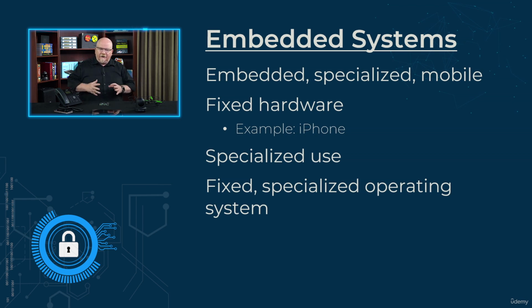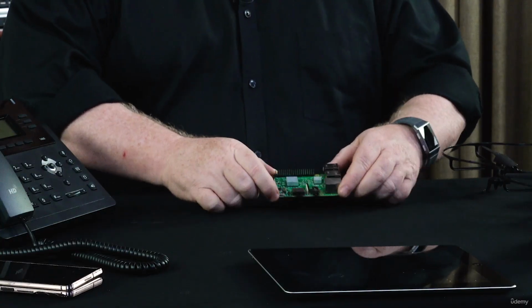Also, the last thing on an embedded system is that it tends to have a fixed operating system, a specialized operating system just for that type of computer, and it's not so easily changed as we could with a desktop system. Let's start with probably one of my absolute favorites, and that is a Raspberry Pi.